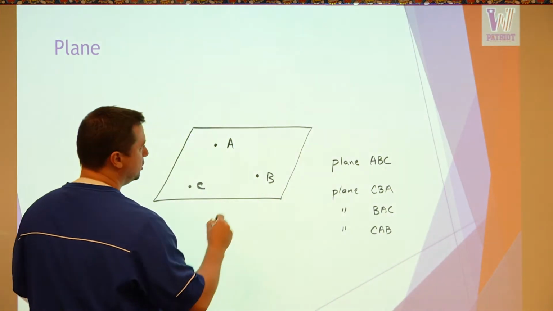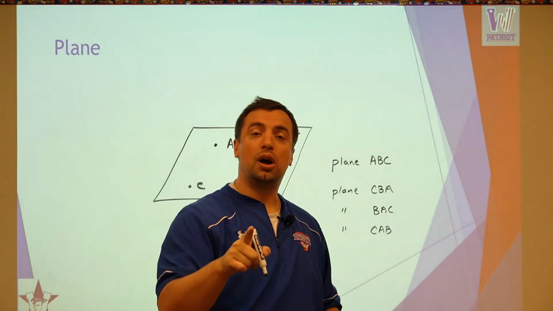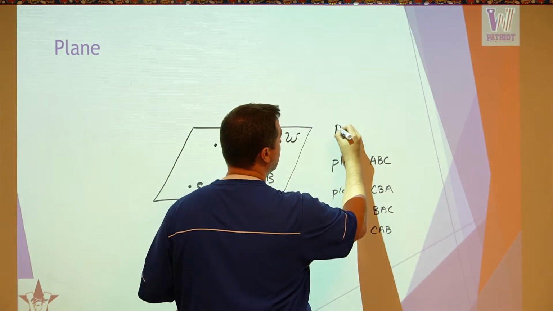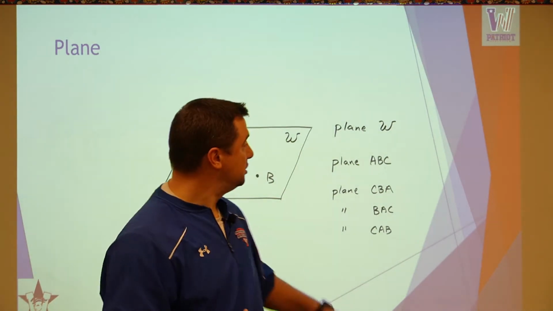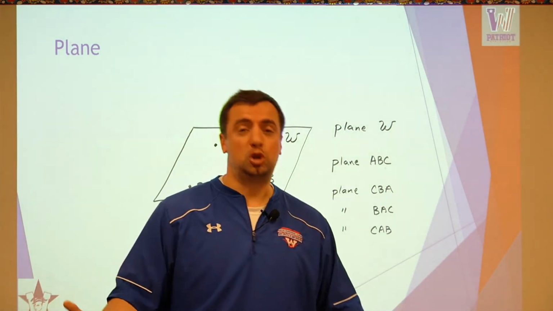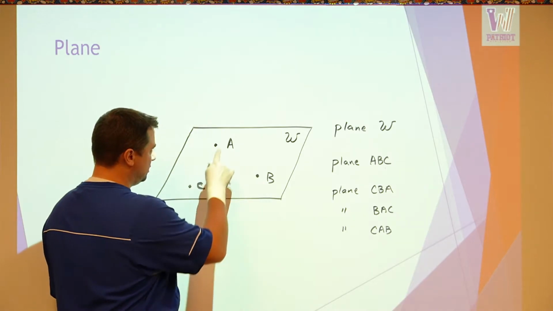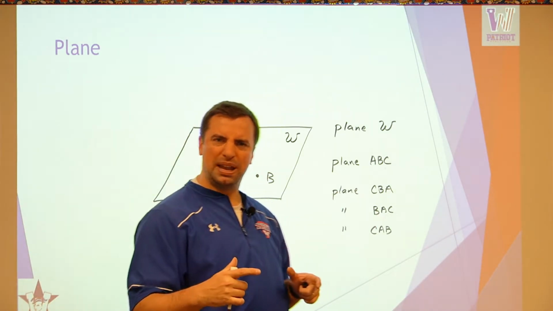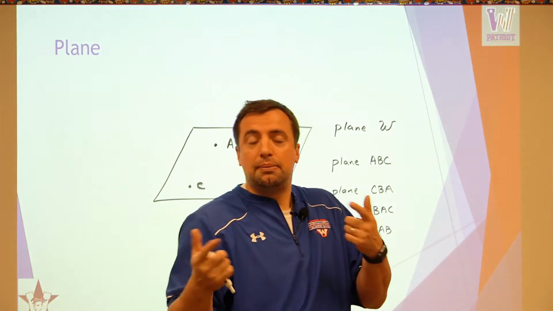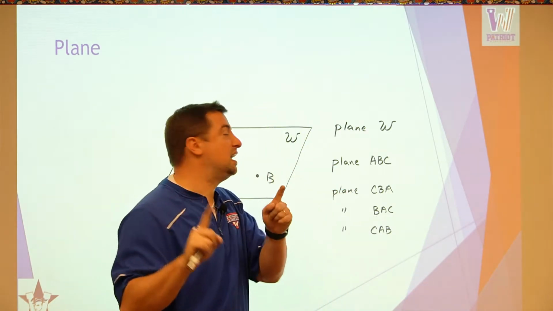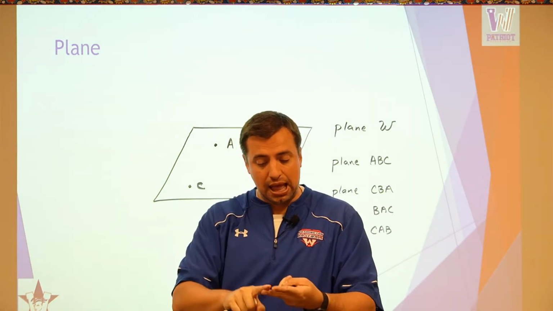But there's another way we can do that too. I'm going to put a really fancy capital W in that corner. Sometimes we'll name planes, still using the word plane, but with that fancy capital letter. We'll call this plane W because that's shorter than plane ABC or CBA. Plus, the letters take up space inside the plane, and we might need that for other things. So we just write plane W. That makes it easier for us, but it's still the same thing. It's still a plane. That's point, that's line, that's plane.